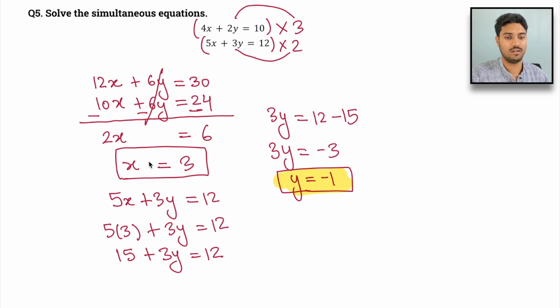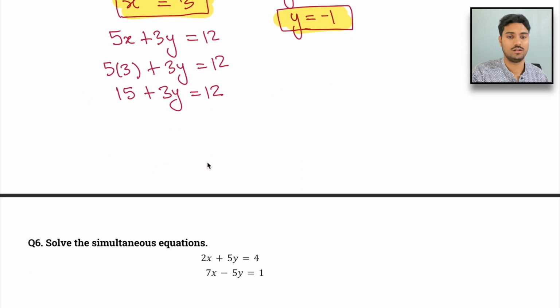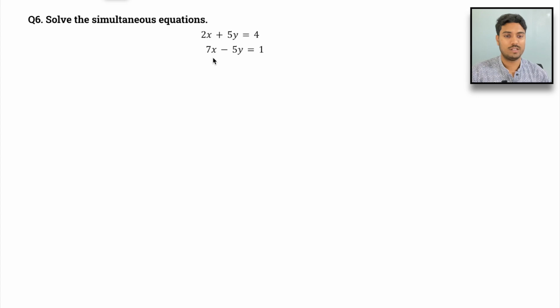So y is negative 1 and x is 3. That's the answer. Let's check the next question. Question number 6. We have 2x plus 5y equals 4 and 7x minus 5y equals 1. So we have 5y positive in one equation and negative in the second equation. So we should better add these equations.